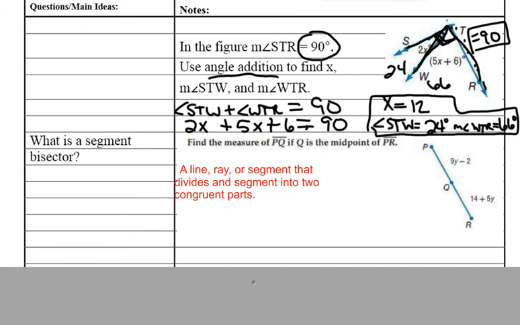Okay, this next one's going to take a second. The first is, what is a segment bisector? Segment bisector is a line, ray, or segment that divides a segment into two congruent parts.